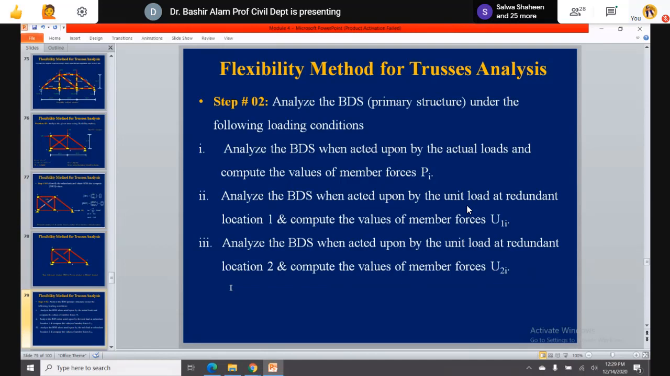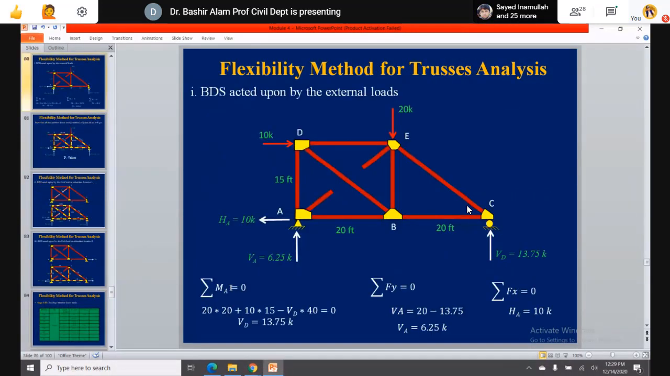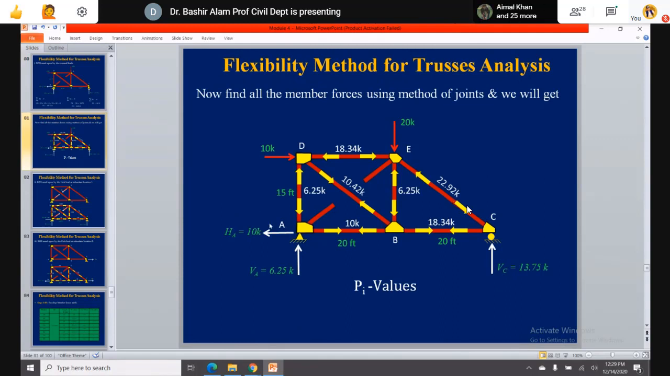Now capital P values will be generated and U1 and U2 values will be generated. So here, to generate the capital P values, we have the basic determinate structure under the actually applied 10 kip horizontal and 20 kip vertical load. The structure is analyzed. We find out HA and VA and then VD. All the support reactions are known. Now we can analyze the whole structure.